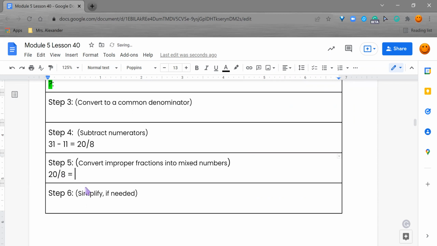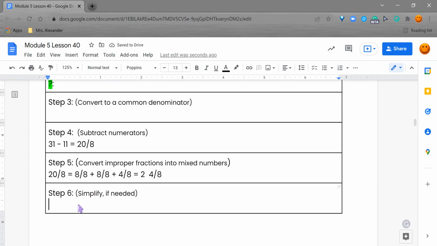So 8 goes into 20 how many times? You can skip count, you can divide, you could draw a picture. However you can get to the answer and getting a mixed number. I'm going to stick with the skip counting. 8, 16, and I'm going to capture that 16, because if I add 8 more, I know it would go 24, and that's too much. So I'm going to 16, 17, 18, 19. I have 4 left over. So right here it shows that I have 2 and 4/8.